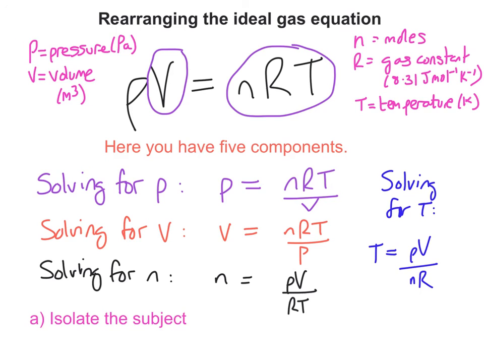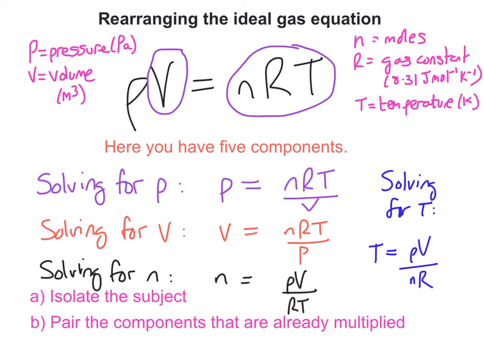So the key to doing this is, first of all, isolate the subject. And secondly, you pair the components that are already multiplied. If you look very closely, you can see that RT, for example, is always kept together. You can see that wherever possible, PV is kept together. You can see that NR is kept together.